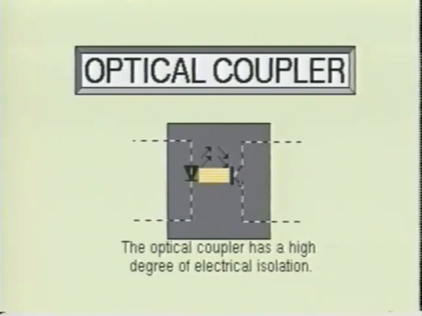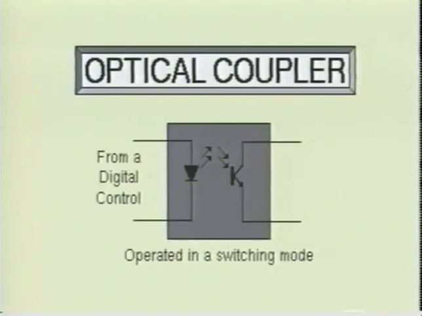This makes the optical coupler ideal for such applications as combining TTL circuits with CMOS circuits. The coupler may be operated as a switch or in a linear mode. When operated as a switch, both the LED and phototransistor are normally in their off condition. A pulse of current through the LED will cause the phototransistor to switch on for the duration of the pulse.